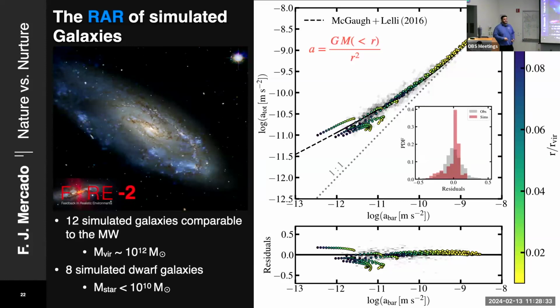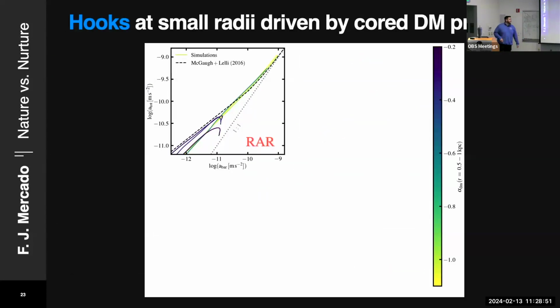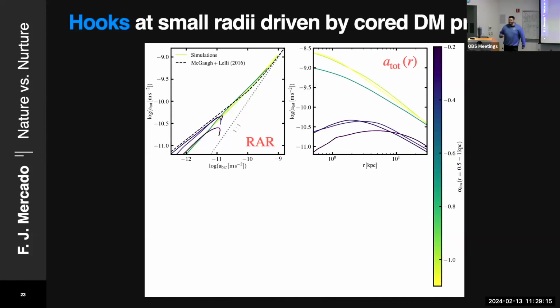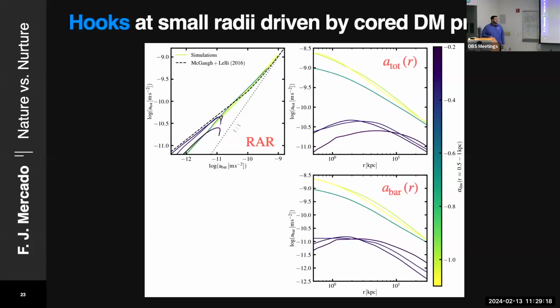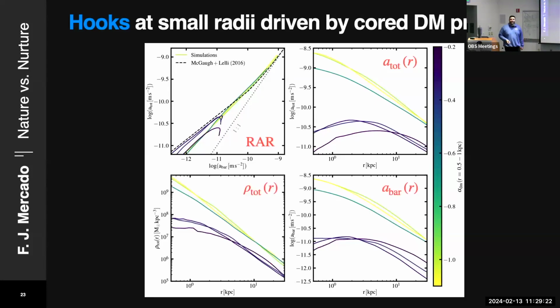But remember, we also predict that there should be deviations from this MONDian predicted relation, and there are these hooks. If we look at around 10 to the minus 11 meters per second squared, we do see some of these hook features that I had mentioned earlier. So to take a closer look, I plot, for a subset of the simulated galaxies, the radial acceleration, and I color code these lines with respect to the inner dark matter density slope. So how cored or cuspy are these profiles? A cored profile will look a little more purple, while a cuspier profile will look yellow. Then I look at their individual total accelerations, their baryonic acceleration profiles, and then finally the total density.